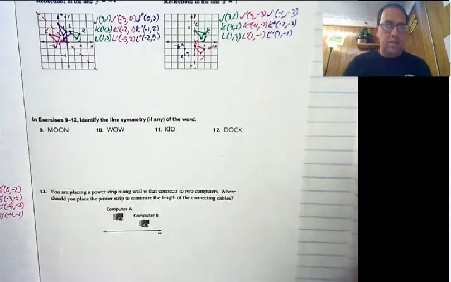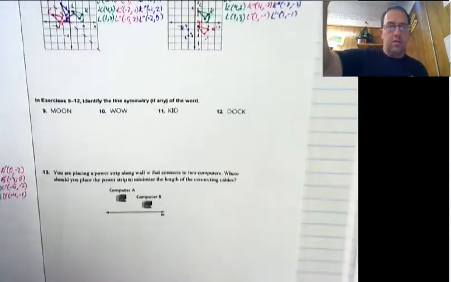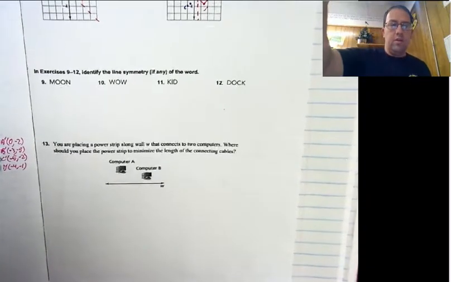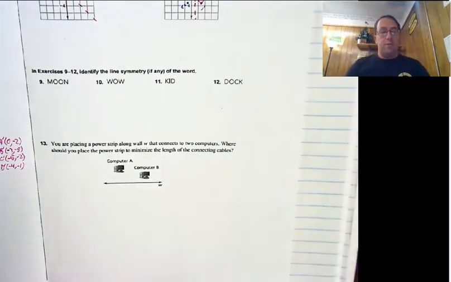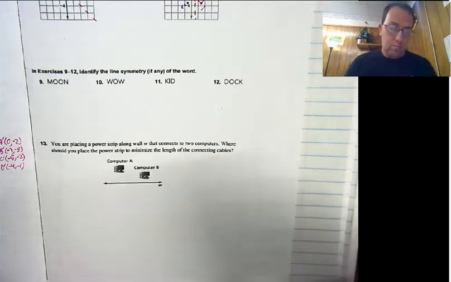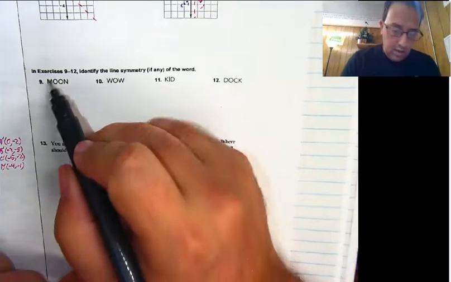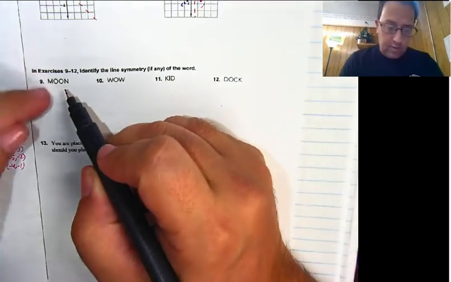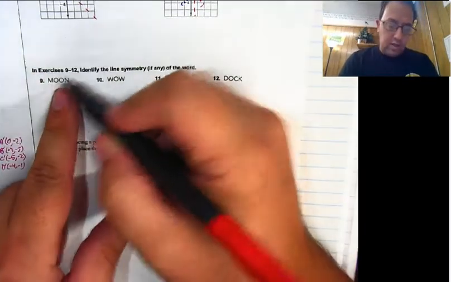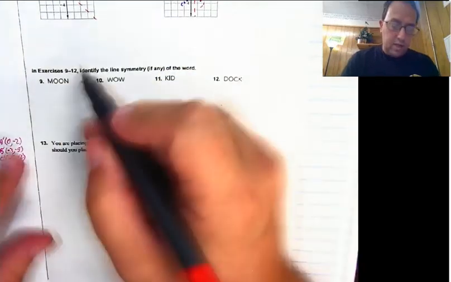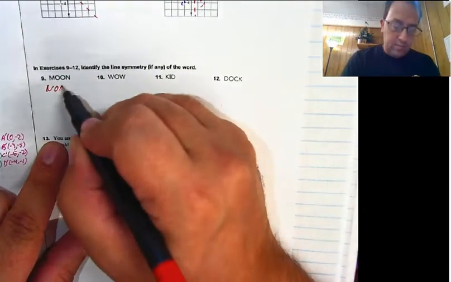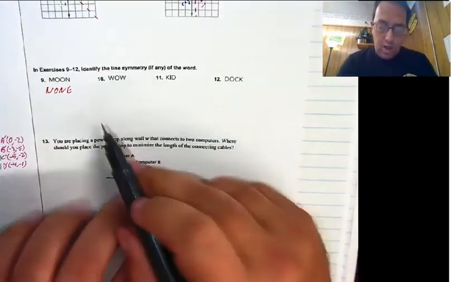Let's take a look at these down here. These are actually quite a bit easier. We just want to identify the line of symmetry, if any. All right, so where is the line of reflection in the word MOON? I can't cut it this way because the M doesn't flip over. I can't cut it this way because M and N don't work. So this one has none. Okay, let's try this one.